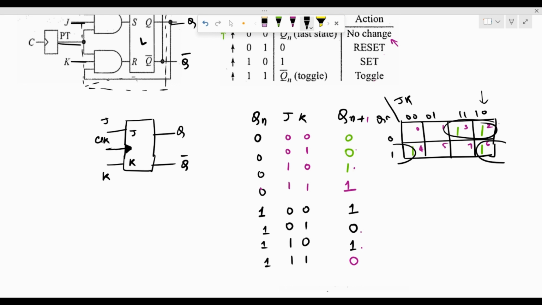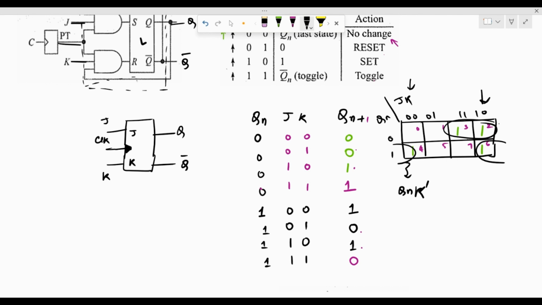So let's just go ahead and obtain the expression for these groups. Looking at this particular group, it's along the row, so Qn, because it's 1 for both of these, and along the columns when we analyze, here we see that J is 0 for this column and it is 1 for this particular column. And K remains 0 for both.